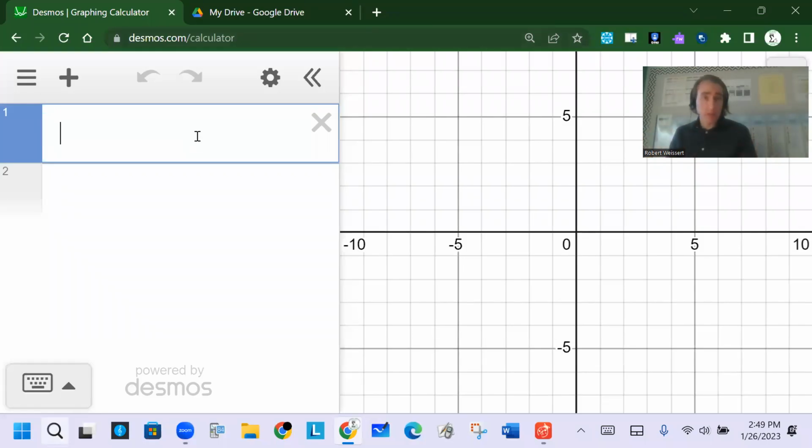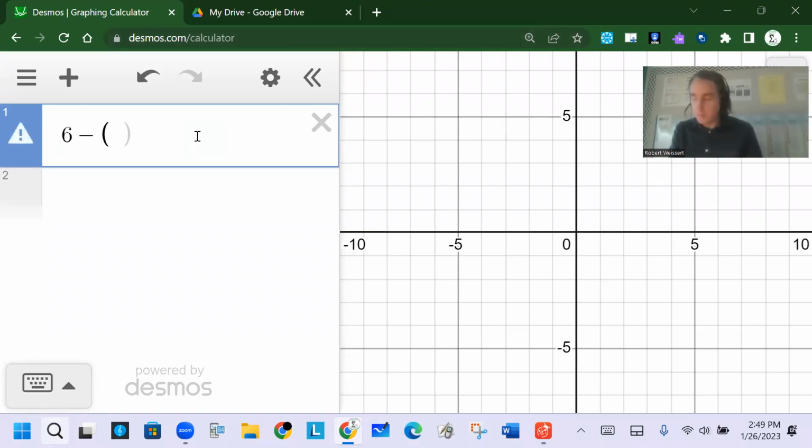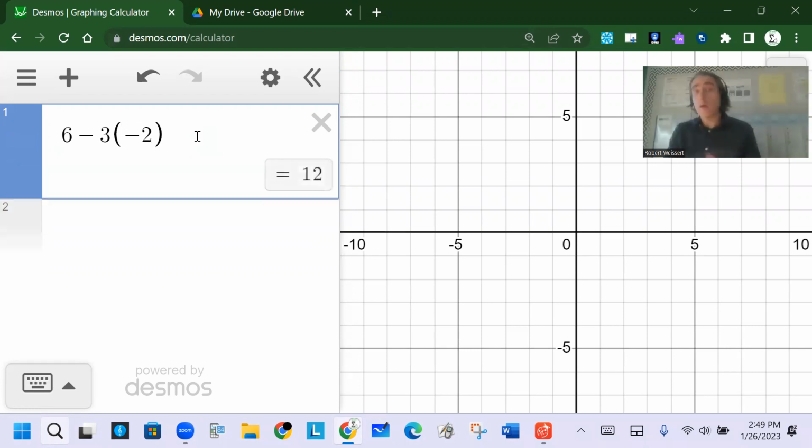And if you go to desmos.com and go to graphing calculator, you can do 6 minus parentheses negative 3 times negative 2. And that, of course, is going to give you the right answer. 6 minus 3 times negative 2 is 12.